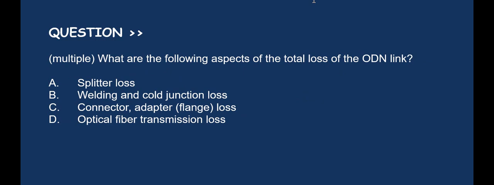Next question is, what are the following aspects of the total loss of the ODN link? Option A, splitter loss. Option B, welding and cold junction loss. Option C, connector adapter flange loss. Option D, optical fiber transmission loss. Correct answers are option A, B, C and D.